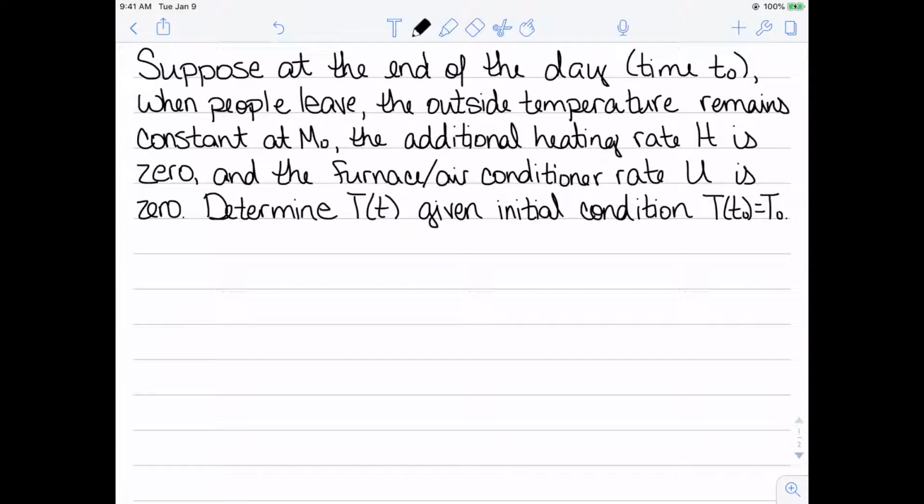We want to determine capital T of t given the initial condition that capital T of little t0 is equal to capital T0. So the idea of this is the most basic case. We don't have any heating inside of the building, we don't have any air conditioners or furnaces running, and our outside temperature is constant. So we know that M is equal to M0, H is equal to 0, and U is equal to 0.